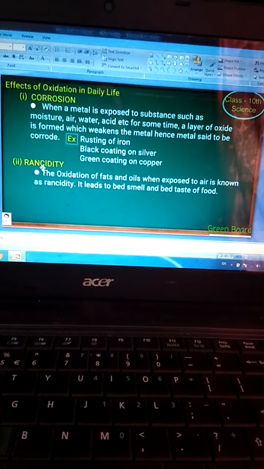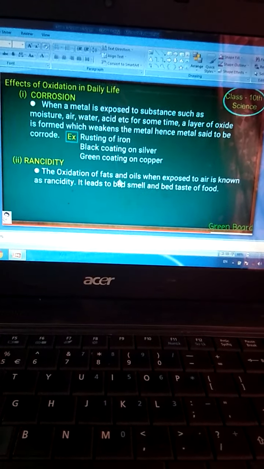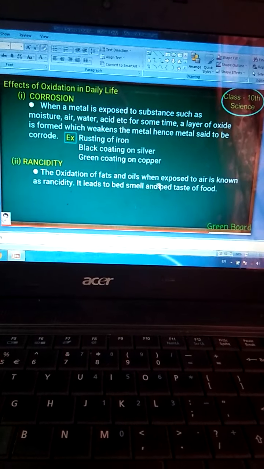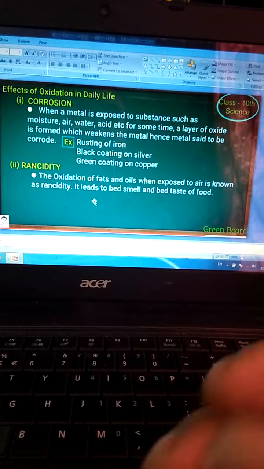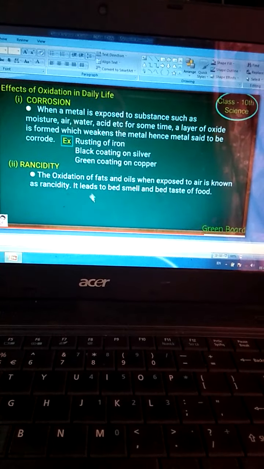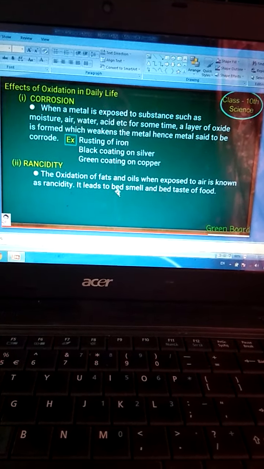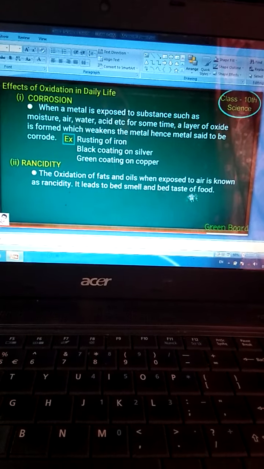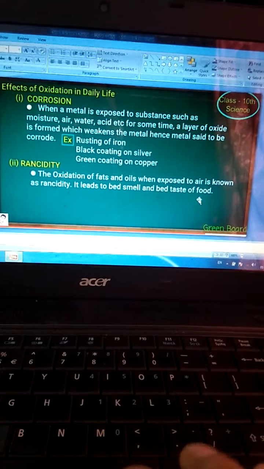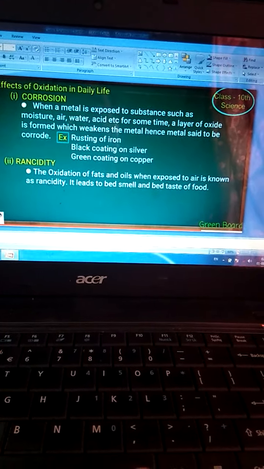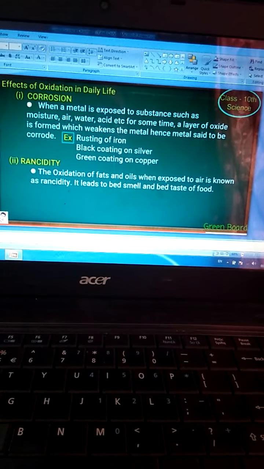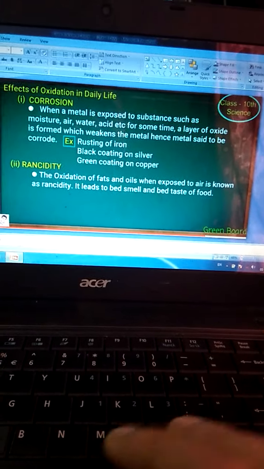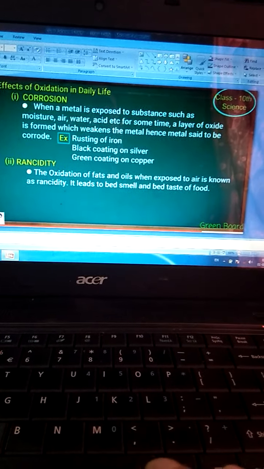After that, rancidity. What is rancidity? The oxidation of fats and oil when exposed to air is known as rancidity. When fats and oil are oxidized, then it is known as rancidity. It leads to bad smell and bad taste of the food. That means it rots the food. We can say that the food becomes uneatable here.